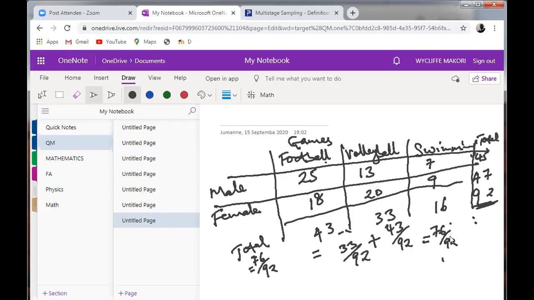B, the probability of picking a male and a footballer. Probability of picking a male and a footballer.